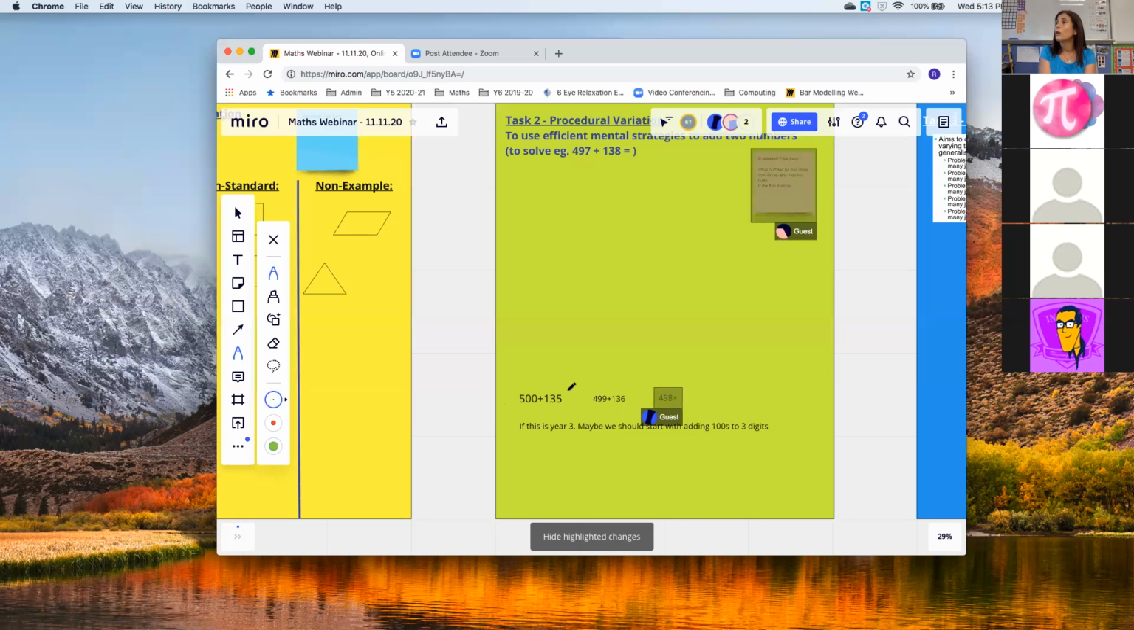Great, so 499. Ask children how they would round up to 500 first. Yep, absolutely.